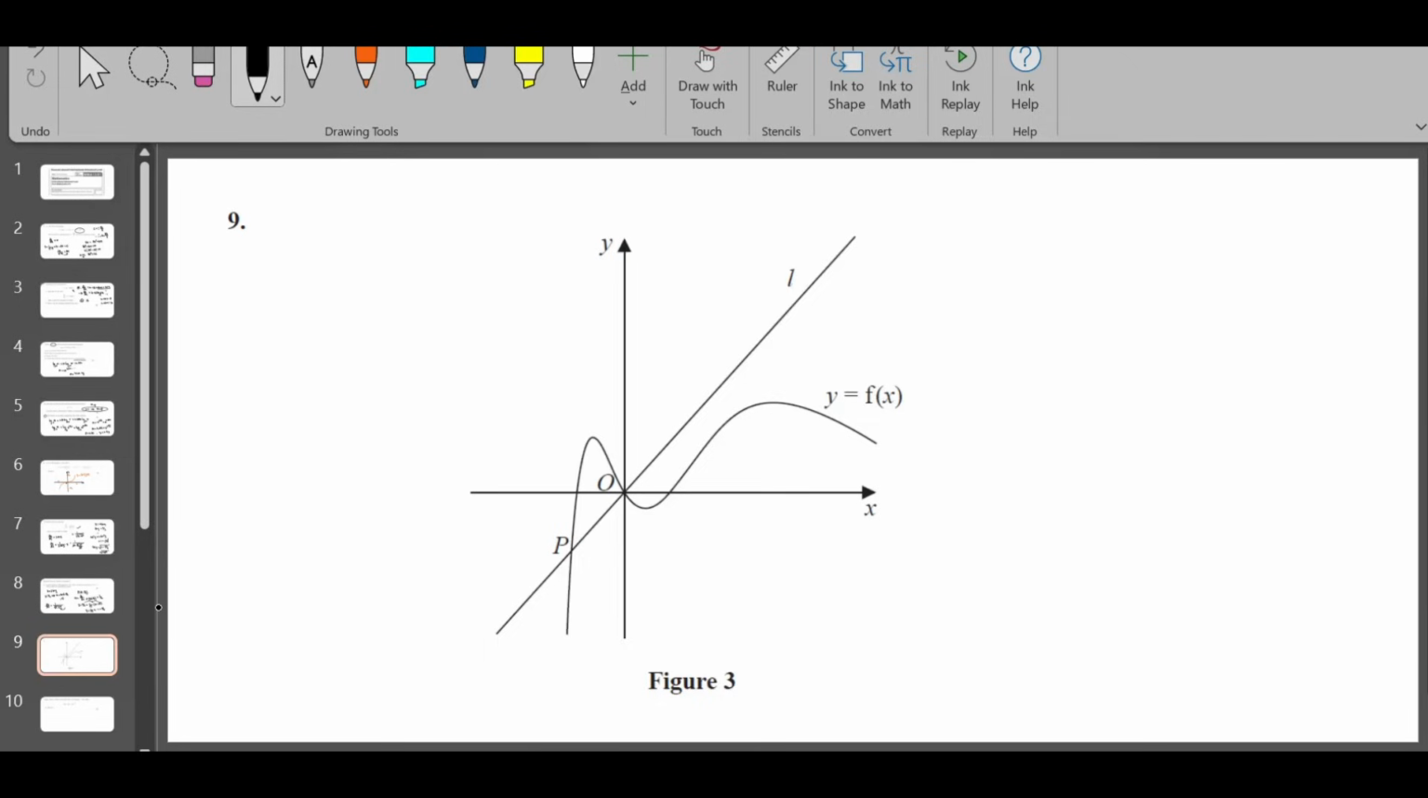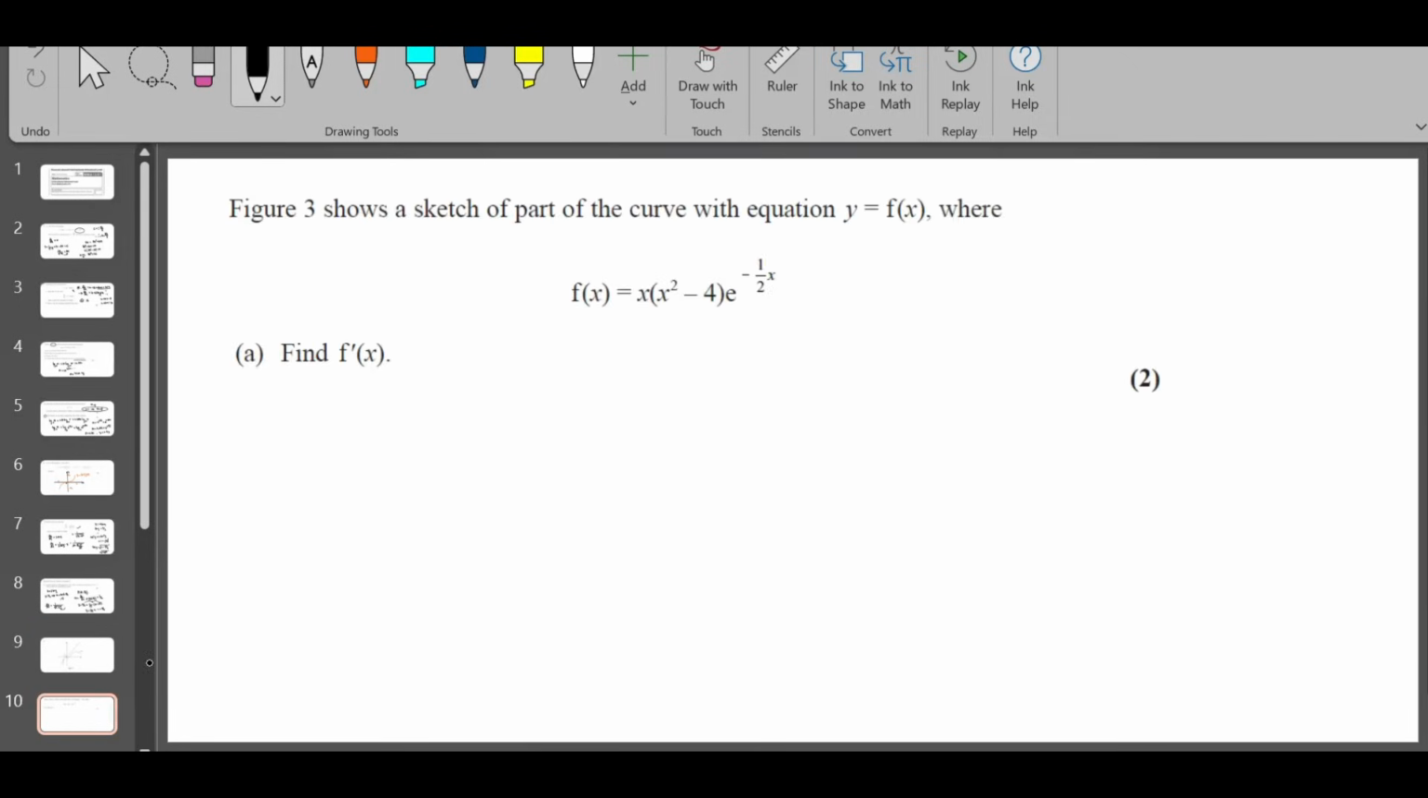Question number 9 now. We have a graph given. Figure 3 shows a sketch of part of the curve with f of x is this. Find f dash of x. Okay. You can write f of x by multiplying through by x. You will get x cube minus 4x times e to the power minus half x, and apply the product rule.